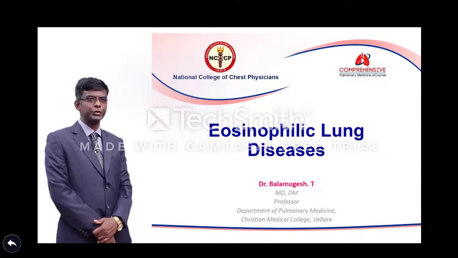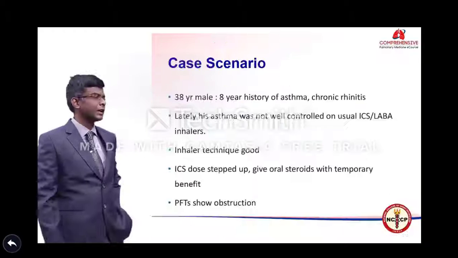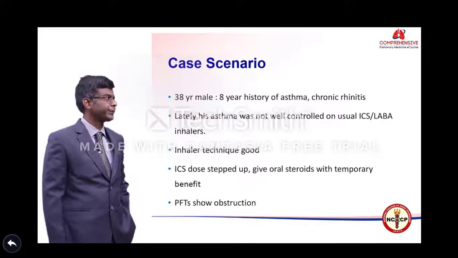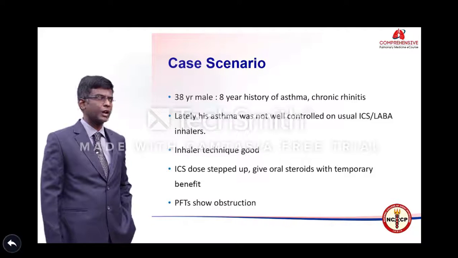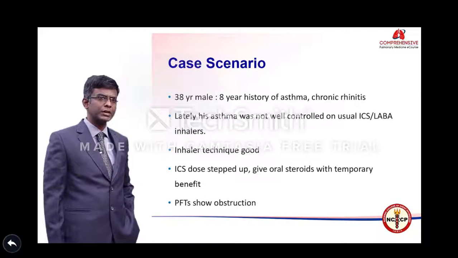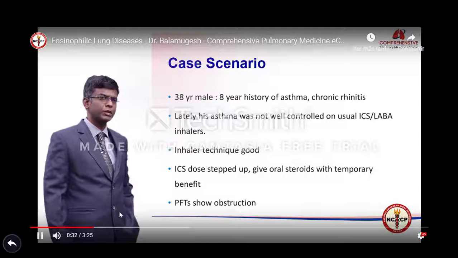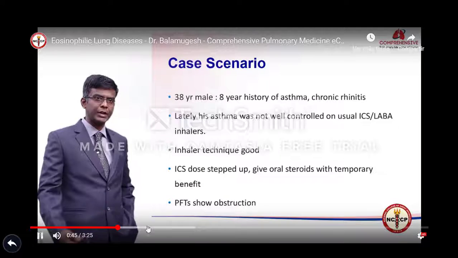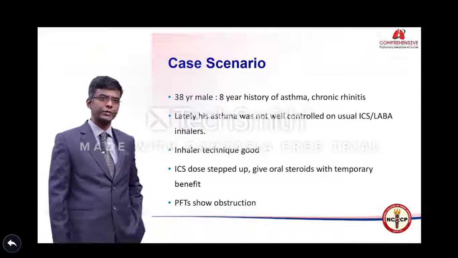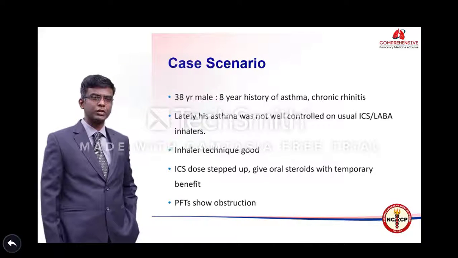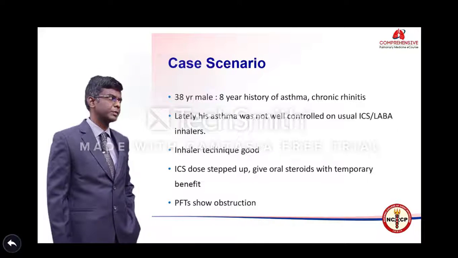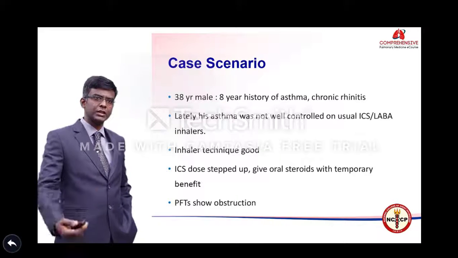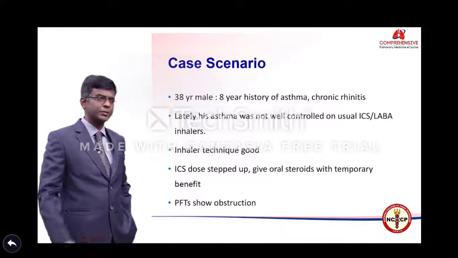Hello, I bring greetings to all of you from Christian Medical College, Vellore. I will start with the scenario. Here is a 38-year-old male patient with past history of asthma and allergic rhinitis for 8 years. Lately, over the last few months, his asthma has not been under good control. The dose of inhaled corticosteroids was increased, but still his asthma was not under control, and he ended up having frequent courses of oral steroids for exacerbations. And these exacerbations recur again after some time.